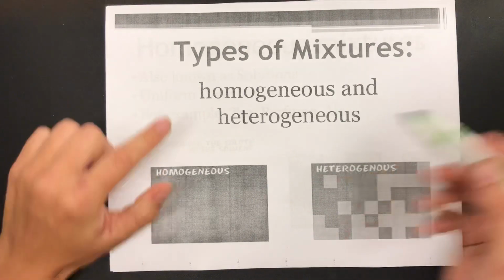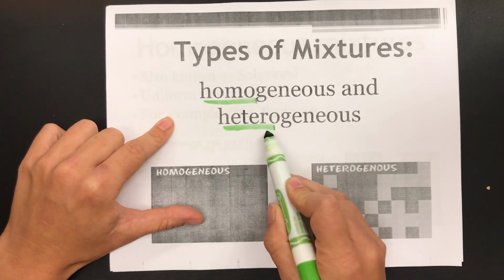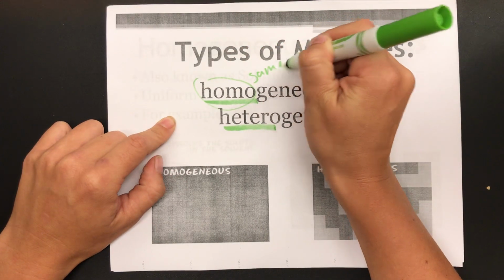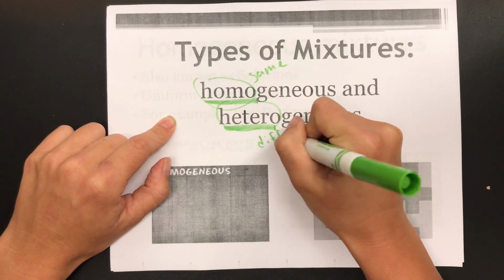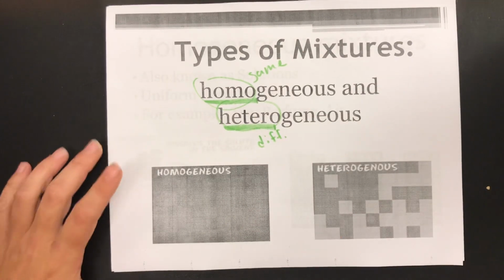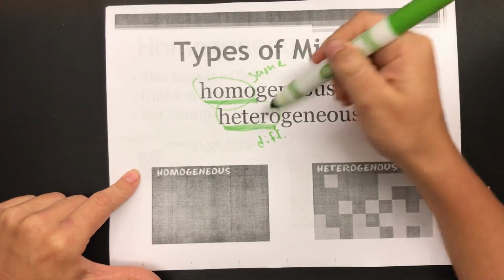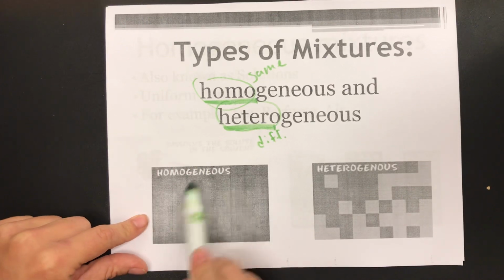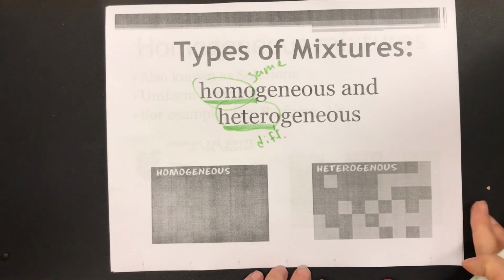Okay, there are two types of mixtures, homogeneous and heterogeneous. Homogeneous means same. Hetero means different. Okay, you're going to see these prefixes throughout your scientific life, okay? So homogeneous, same, hetero, different. So this is what it means. Homogeneous literally looks the same throughout. Heterogeneous, you can see the different particles, okay?